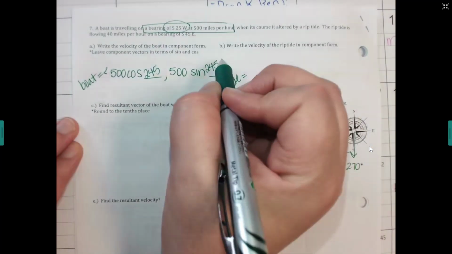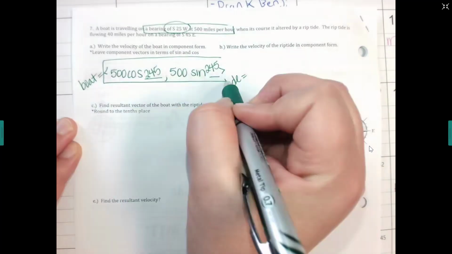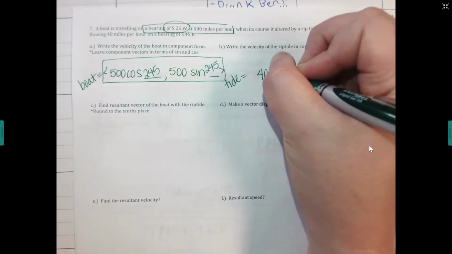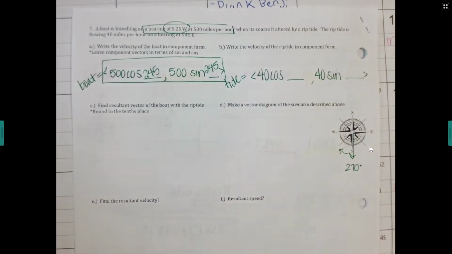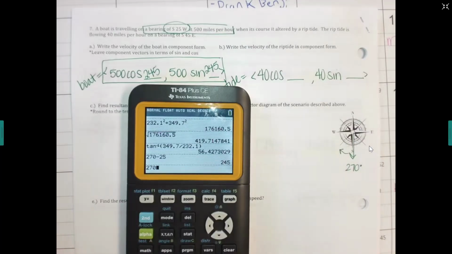Next let's do the tide. Read the next sentence and tell me how fast is the tide pulling? 40. So it's 40 cosine, 40 sine. Then what's my bearing or my direction? It's south 45 east. So remember, south is still 270, but I'm tilting east. Do I add it or subtract it? Add it. So I do 270 plus 45, that gives me 350.